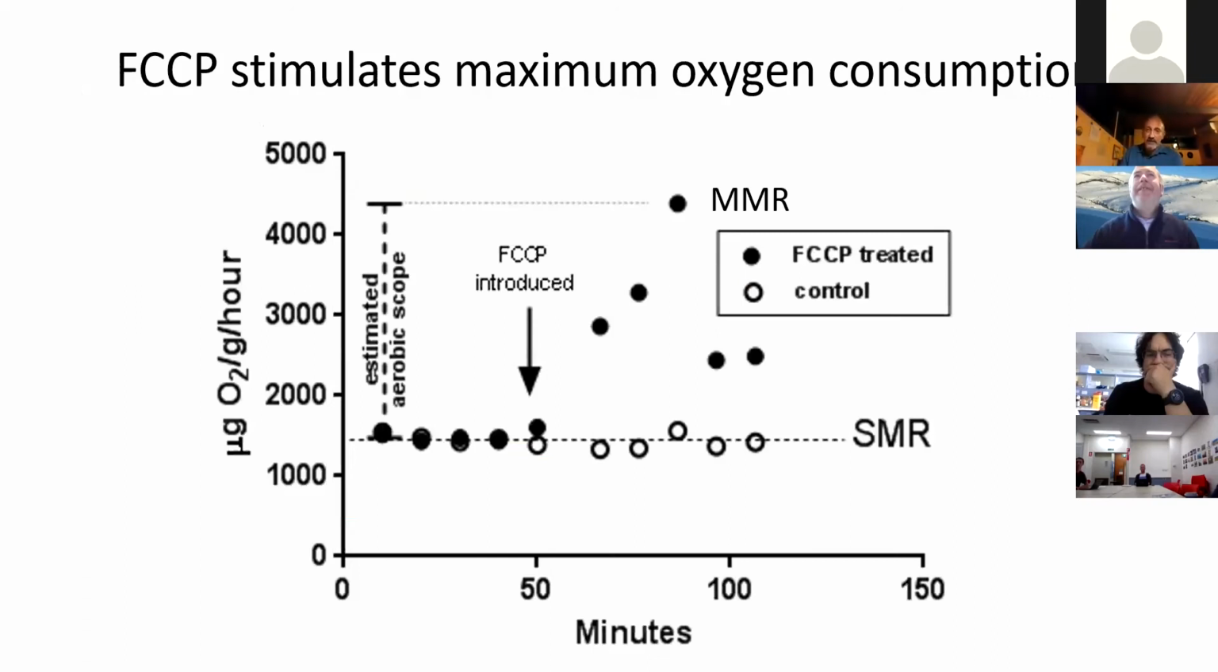When we look at real data, it looks like this. The standard metabolic rate is shown in that lower dashed line, with the open circles being animals that did not get treated. The closed circles are animals that did get treated. The arrow in the middle shows when we introduce the chemical, and then we get this explosion of respiration. So we now have a way to estimate maximum metabolic rate, and the difference between the maximum metabolic rate and the standard metabolic rate is the aerobic scope.